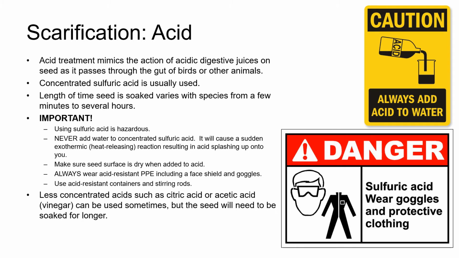Acid scarification treatment mimics the action of acidic digestive juices on seed as it passes through the gut of birds or other animals. Concentrated sulfuric acid is usually used in a nursery or research situation, and the length of time that the seed is soaked in the acid varies with species from just a few minutes to several hours. And it's really important to rinse the seed thoroughly before sowing.